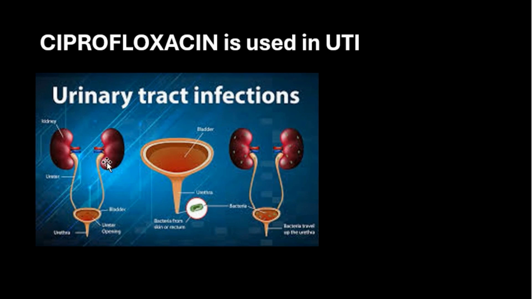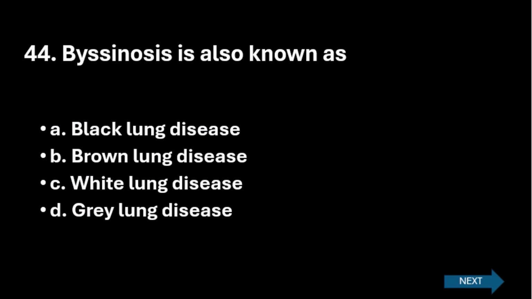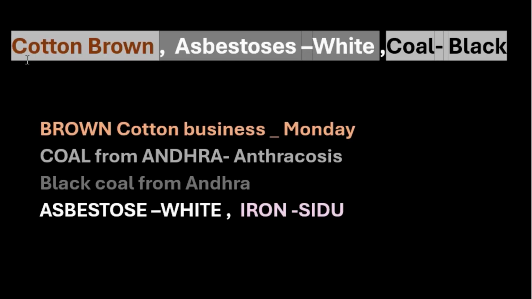Next question is, byssinosis is also known as: option A, black lung disease; option B, brown lung disease; option C, white lung disease; and option D, gray lung disease. Here again, this question was asked multiple times in the exams. You can see the memory tip to remember: cotton brown, asbestos white, coal black. This is the memory tip. Cotton brown, or brown cotton, asbestos white, white asbestos, black coal.